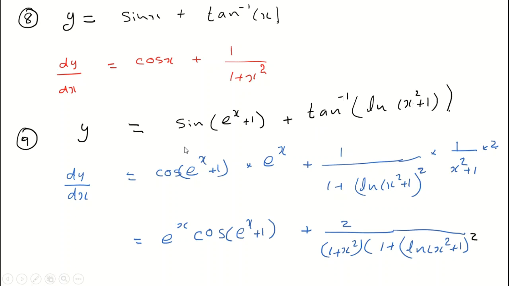Sin(e to the power x) means cos(e to the power x) into differentiation of this, which is e to the power x, plus tan inverse means 1 over 1 plus (ln(x squared plus 1)) squared. When you differentiate ln(x squared plus 1), it is 1 over x squared plus 1. When you differentiate x squared plus 1, it is 2x. There should be an x here. I have missed it, 2x. Write it.